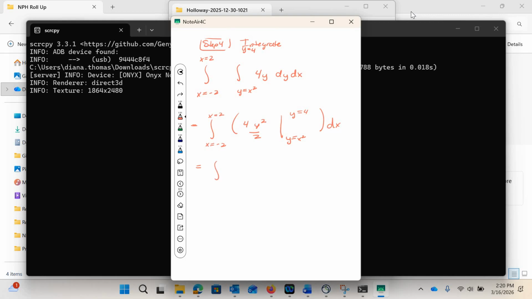And then, just with parentheses, keep track of everything so you don't lose anything. So I get 2 times y before 16 minus x squared dx. So far, so good? You're too tired and you're just like, sure, just keep going.